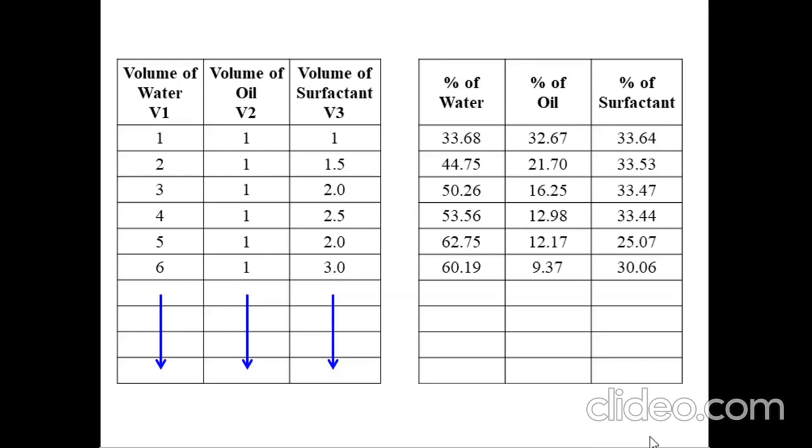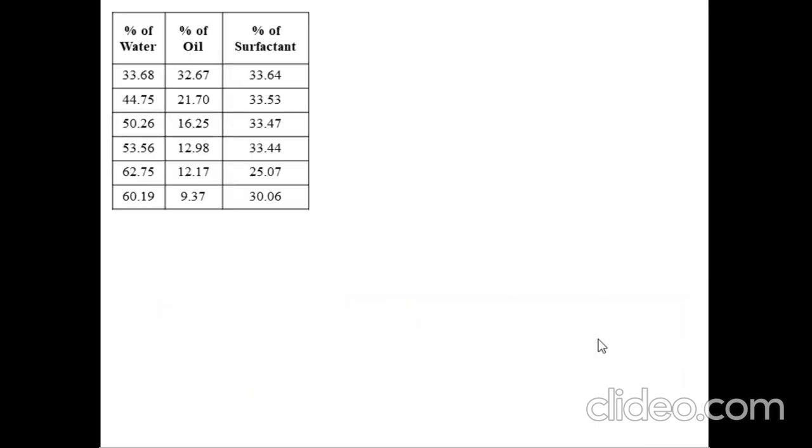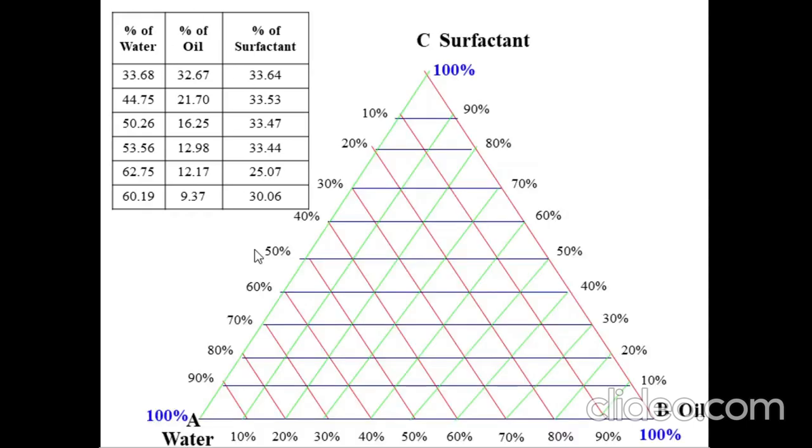Right? So, now you have to plot these percentages in the ternary phase diagram. So, I have replicated the same data over here and I have also replicated the ternary phase diagram which we just saw in the previous slides. Now I'll try to plot these values. So for percentage of water, this reads 33.68.